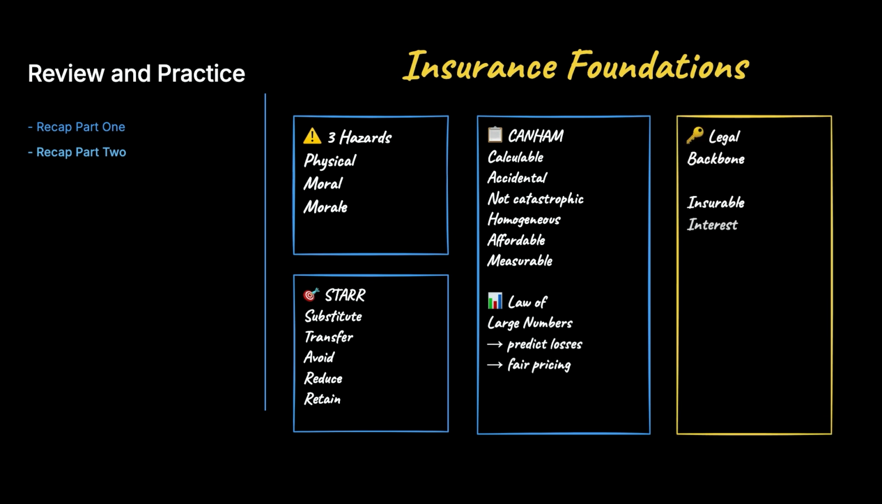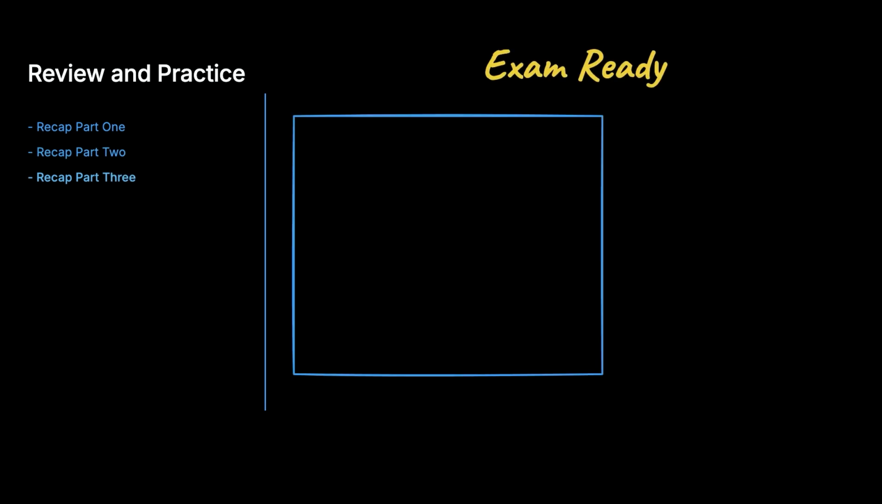You understand the 3 hazards: physical, moral, and morale, and how the law of large numbers lets insurers predict losses and price them fairly. You can name the 5 risk management techniques in STAR and the 6 requisites of an insurable risk in CANHAM. And you've seen the legal backbone, insurable interest, indemnity, and utmost good faith that holds every policy together. Don't underestimate how much ground you've covered.